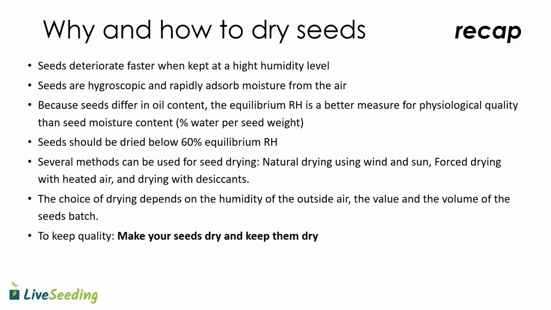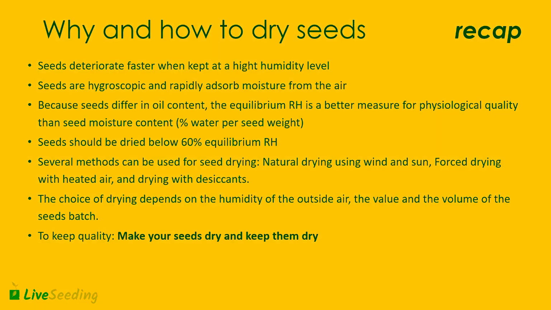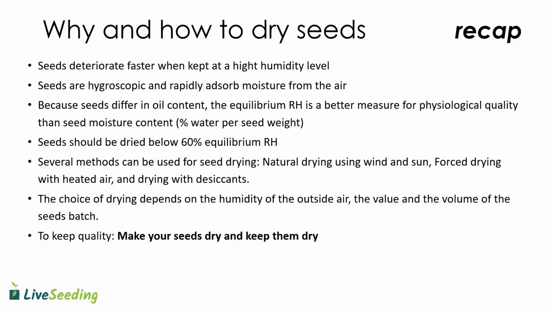Several methods can be used for seed drying, like natural drying using wind or sun, forced drying with heated air, or drying with desiccants. The choice of drying depends on the humidity of the outside air, the value, and the volume of the seed batch. To keep quality, make your seeds dry and keep them dry.